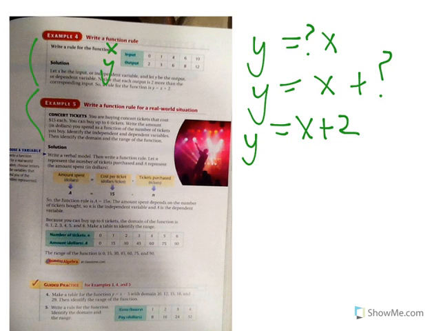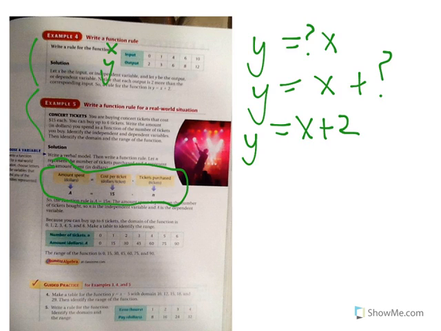Now moving on here, write a function rule for a real-world situation. You are buying concert tickets that cost $15 each. At a cost of $15 each, you buy up to 6 tickets. Write the amount in dollars you spend as a function of the number of tickets you buy. So you're trying to figure out a way of relating the number of tickets you buy to the amount you're going to spend.